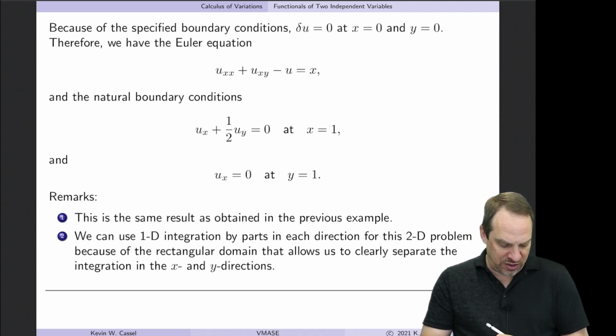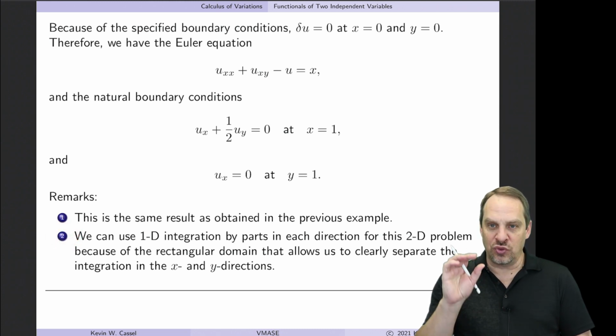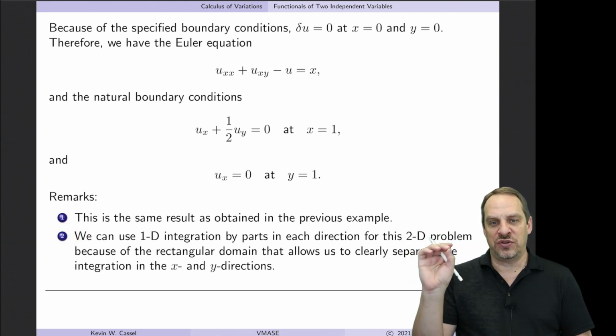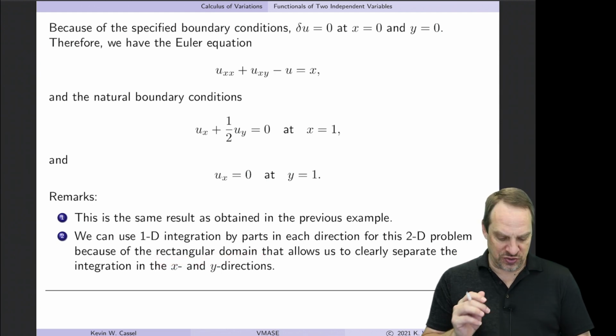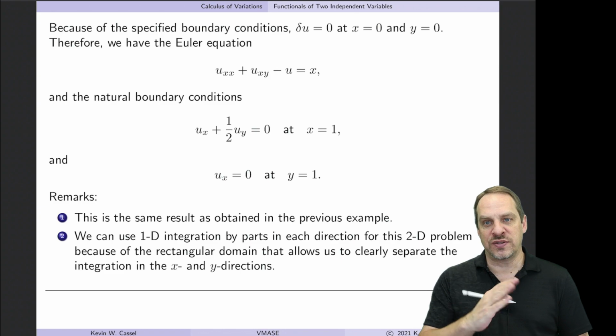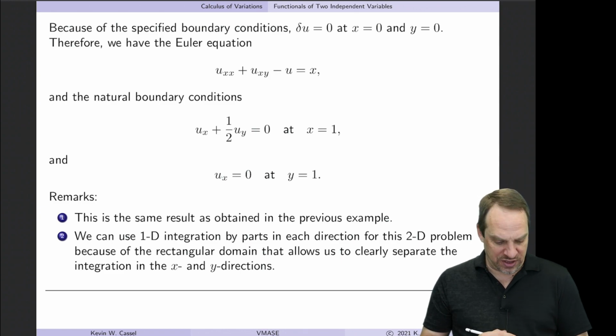So this last point here is the one that I emphasize, that normally in the 2D case, we have to use the divergence theorem, but because of the rectangular nature of our domain, we could use the 1D integration by parts in the x and y directions independently of each other.